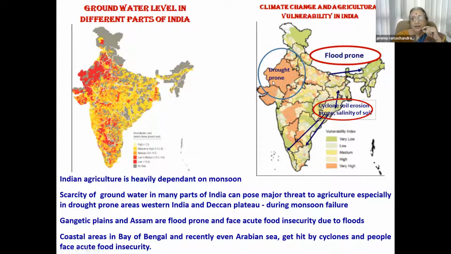We have drought-prone areas which are well recognized, and drought-prone areas will have much larger duration of drought and larger frequency of drought under climate change. I have already alluded to flood proneness and its problem. Soil and cyclone erosion are also the major problems that will come in the way of chronic food insecurity.